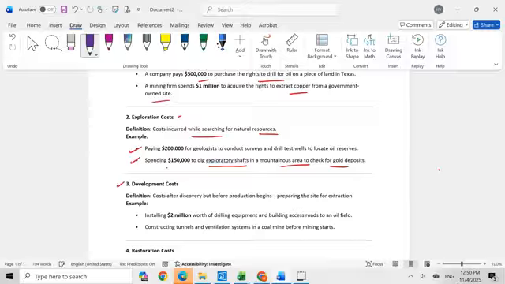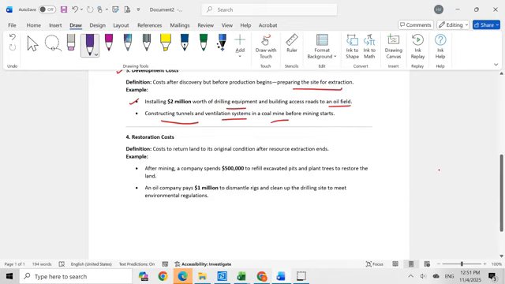Third, you have development costs, which are costs that are incurred after we discover that there's something there, but in order to extract that resource, we have to prepare the site for extraction. We have to put things in place. Those are development costs, such as installing $2 million worth of drilling equipment at an oil field, or constructing tunnels and ventilation systems in a coal mine before you can even start mining. Those need to be capitalized.